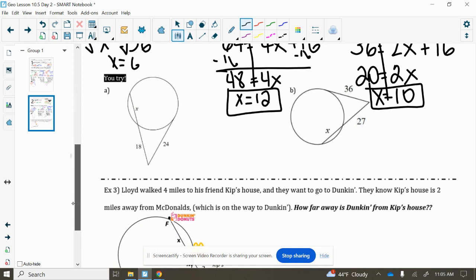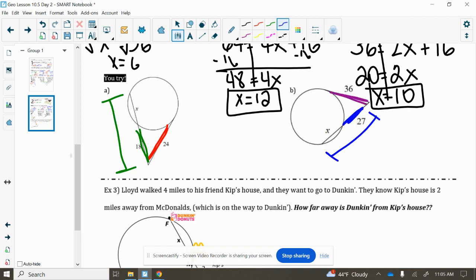There are 2 examples now for you to try. Okay, this first one, we have given the tangent is 24, outside is 18, whole thing. Second one, you are given tangent, and then they are giving you outside, whole thing.